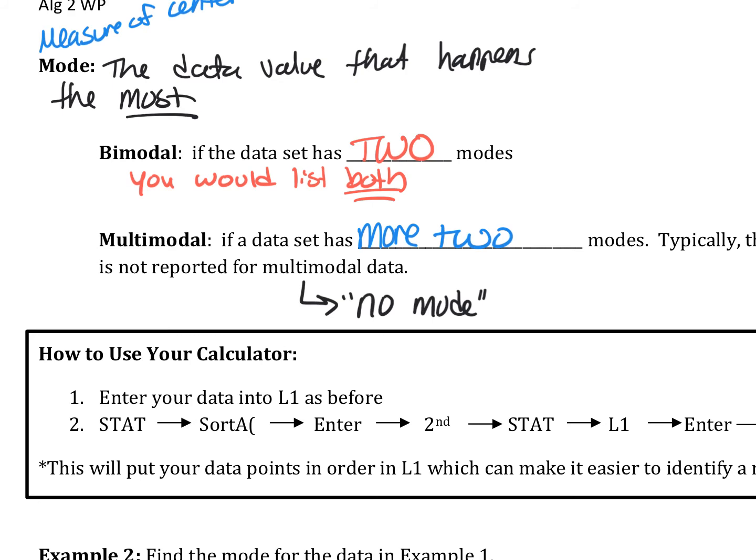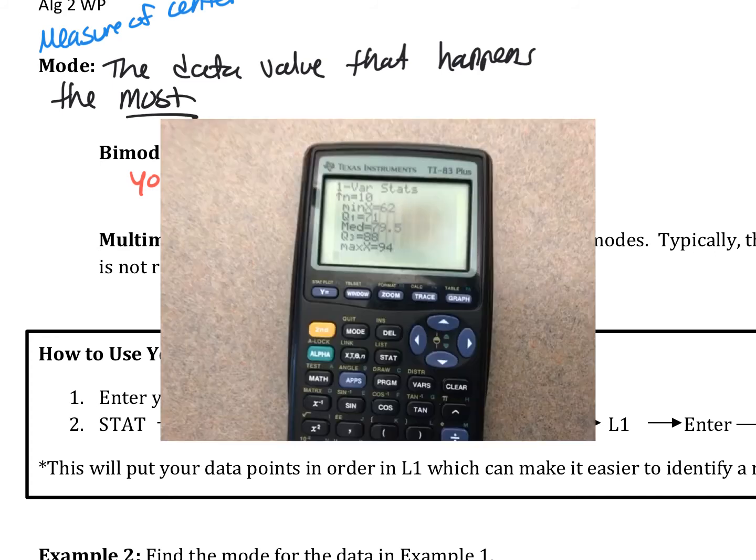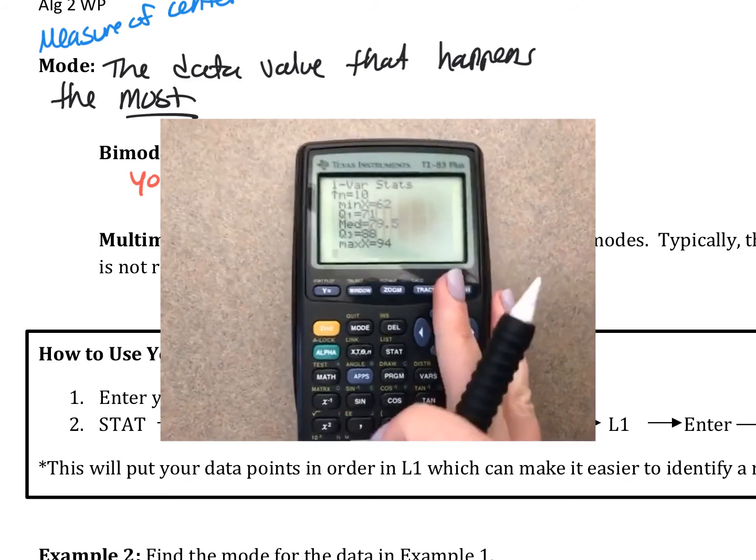Now your calculator does not explicitly tell you the mode. Let's see if I can get my camera to work again. But there is a way to use your calculator to make it a little easier.